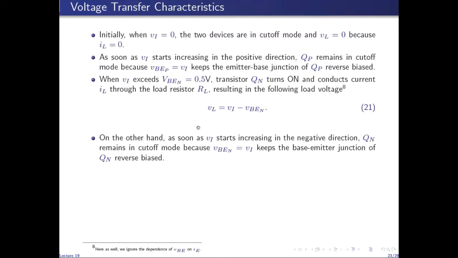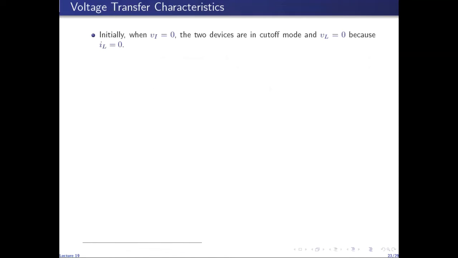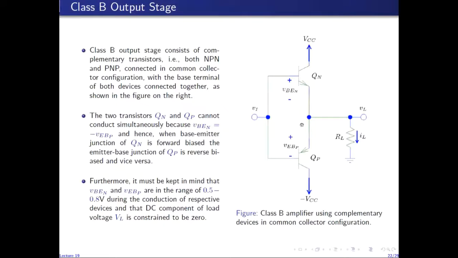On the other hand, when Vi is 0, there is no current flowing through the circuit. VL is 0, and as soon as Vi becomes negative, at the point at which it starts to increase in the negative direction, this node is still at 0 voltage because the transistors are not conducting. So Vi is not only equal to VBE of N, it is also equal to VBE of P.